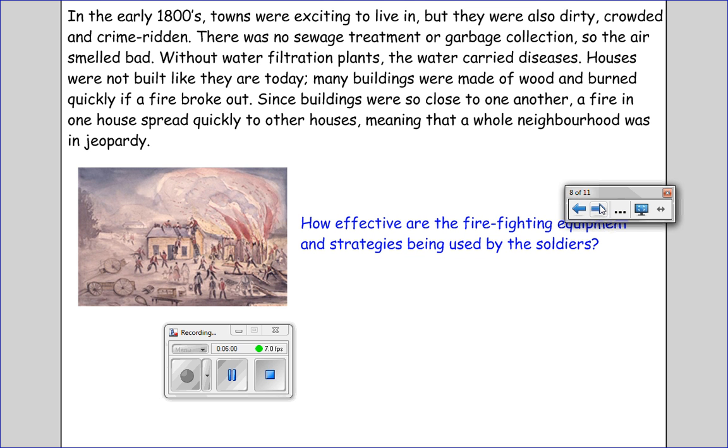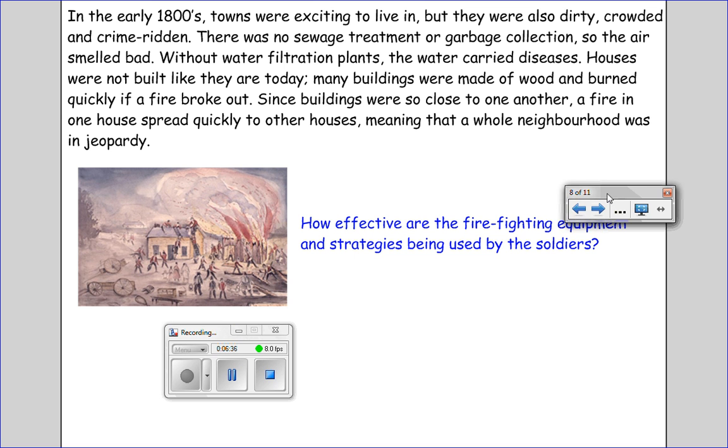In the early 1800s, towns were exciting to live in, but they were also dirty, crowded, and crime-ridden. There was no sewage treatment or garbage collection, so the air smelled bad. Without water filtration plants, the water carried diseases. Houses were not built like they are today. Many buildings were made of wood and burned quickly if a fire broke out. Since buildings were so close to one another, a fire in one house spread quickly to other houses, meaning that a whole neighborhood was in jeopardy.